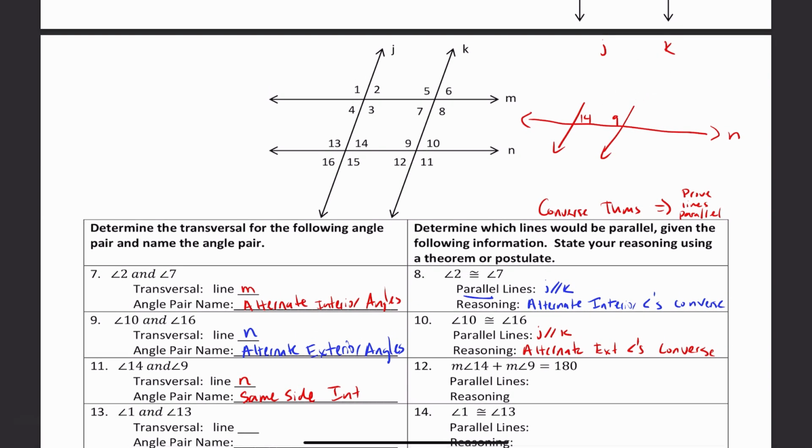Okay? So now, just by looking at this, measure angle 14 plus measure angle 9 is equal to 180. Since we're doing this part now, we cannot assume that these lines are parallel. Measure angle 14 plus measure angle 9 is equal to 180. We can assume that because that's our given. So one of our converse theorems, the same side interior converse theorem, states that if you have two lines cut by a transversal and you have same side interior angles, then the lines are parallel.